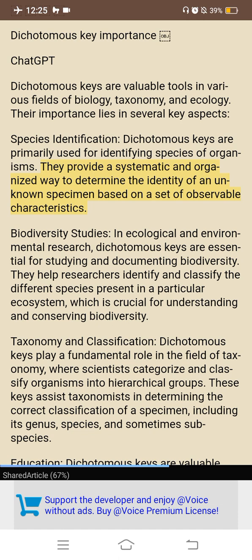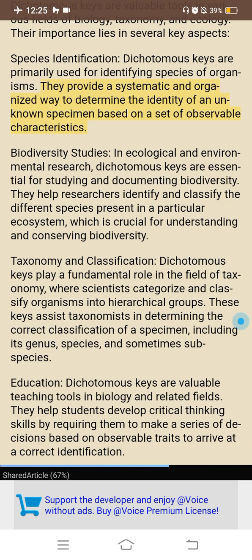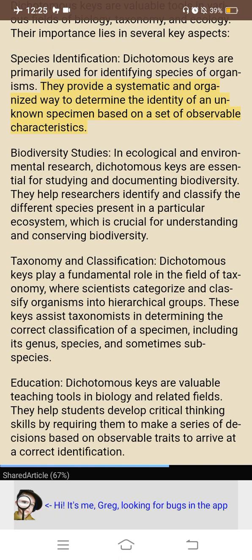For example, species identification. Dichotomous keys are primarily used for identifying species of organisms. They provide a systematic and organized way to determine the classification of an unknown specimen based on a set of observable characteristics.